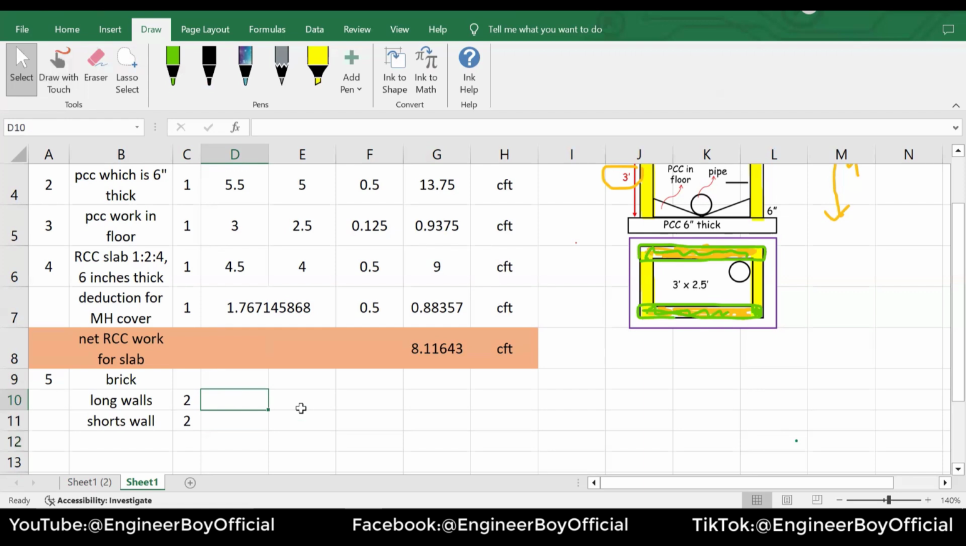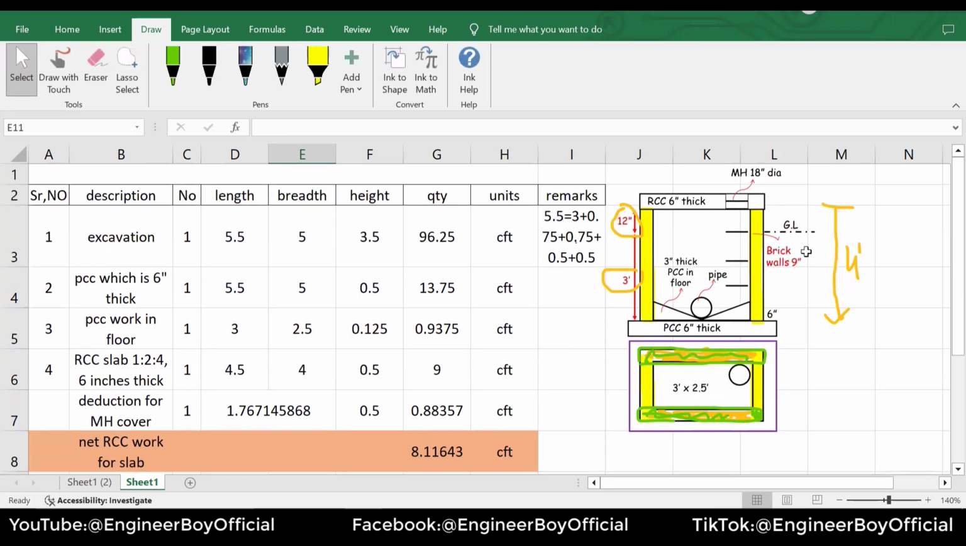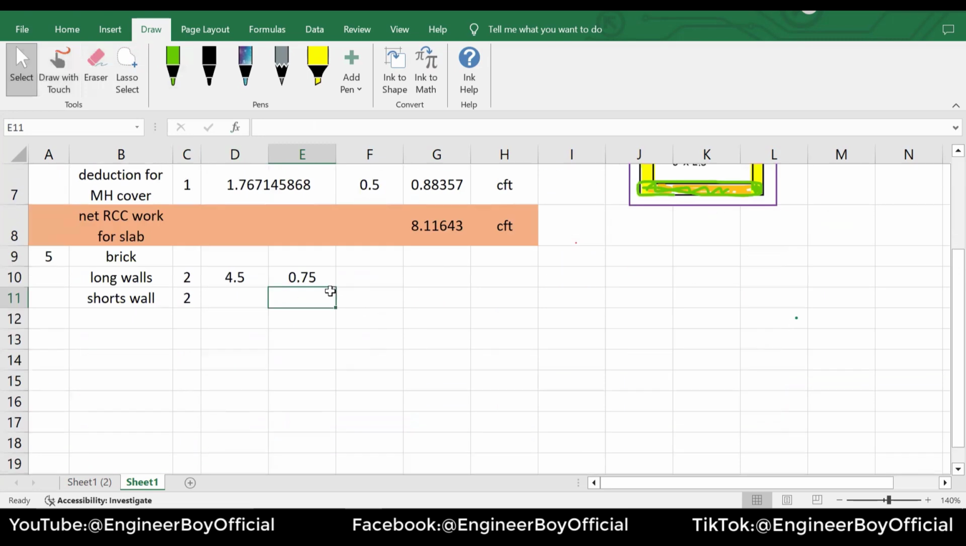Maybe for the long wall, the length is just 4.5, and its width can be 0.75. This is only 9 inches. Okay, you can see the walls mentioned over here. These are 9 inches thick walls. So I'm gonna put 0.75.